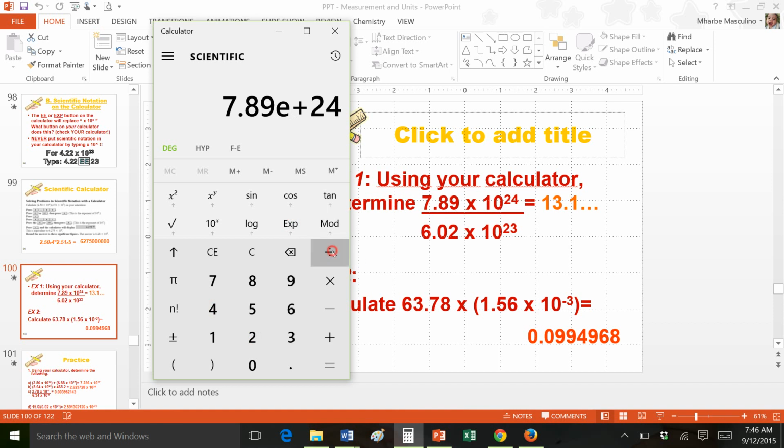I'm going to go ahead and hit the division sign now, and I'm going to divide by 6.02, hit my EXP button again, and then 23. So when I hit enter, I get 13.1. I have dots here because I didn't really need to write in all of this number. And so that is how we are going to use our calculators to calculate scientific notation.